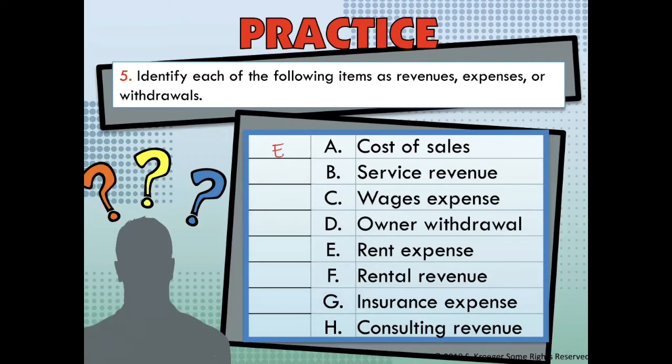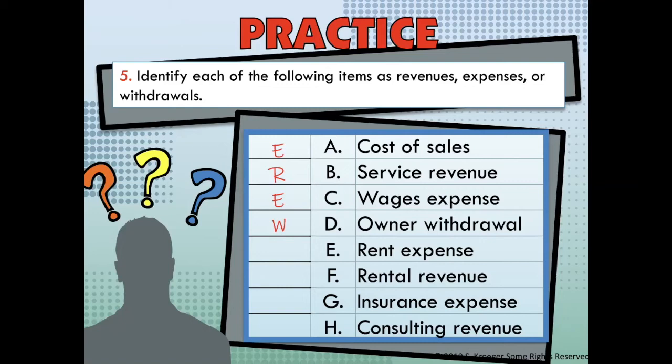Service revenue would be a revenue account. C, wages expense would be an expense account. It has it right in the name. D, owner withdrawal would be a withdrawal. Remember, withdrawals and expenses are different. Withdrawals is the owner taking out money for personal use. An expense would be for the business, a business expense.